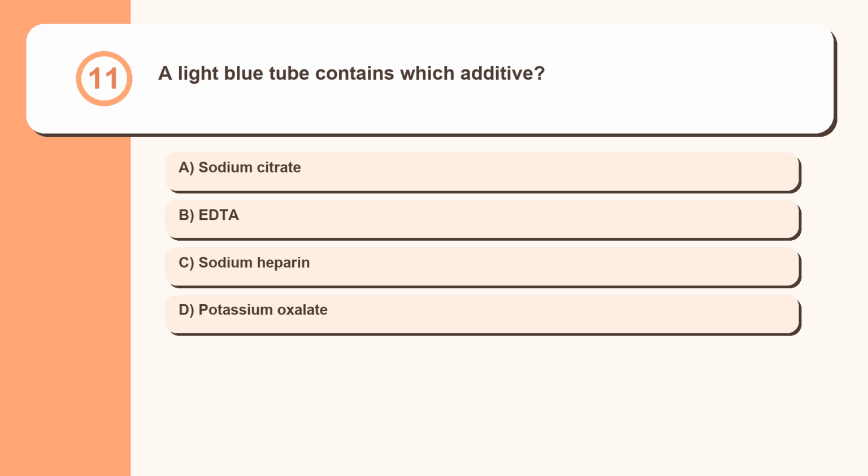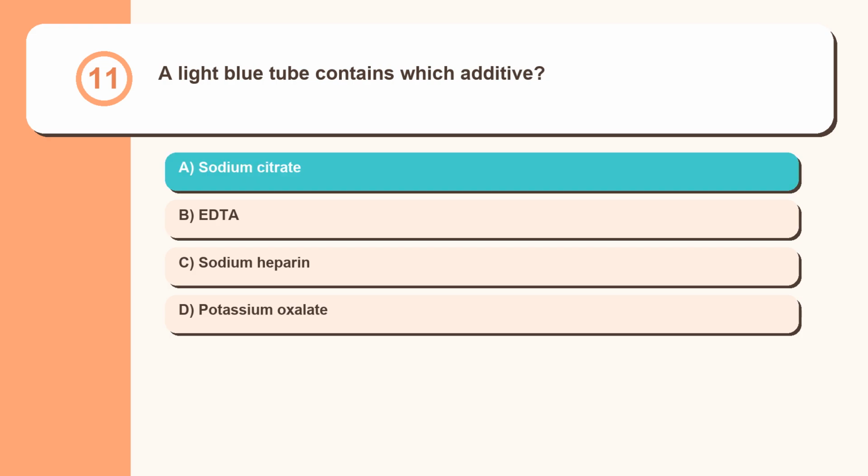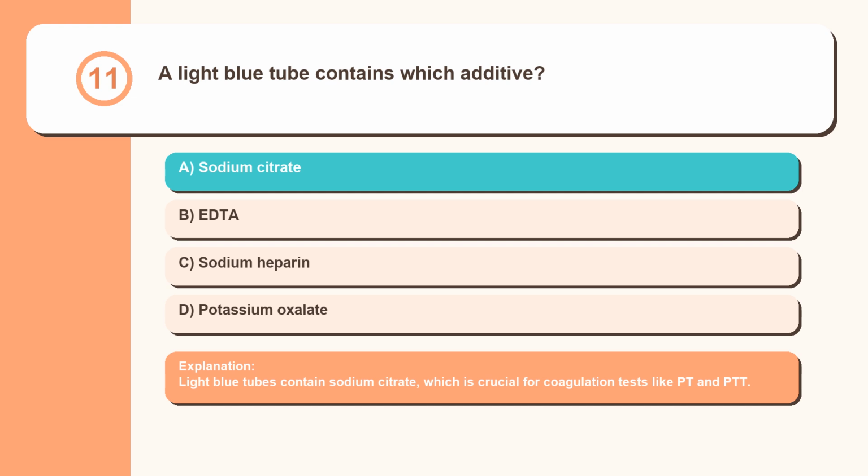Question 11. A light blue tube contains which additive? Sodium citrate, EDTA, sodium heparin, potassium oxalate. Light blue tubes contain sodium citrate, which is crucial for coagulation tests like PT and PTT.